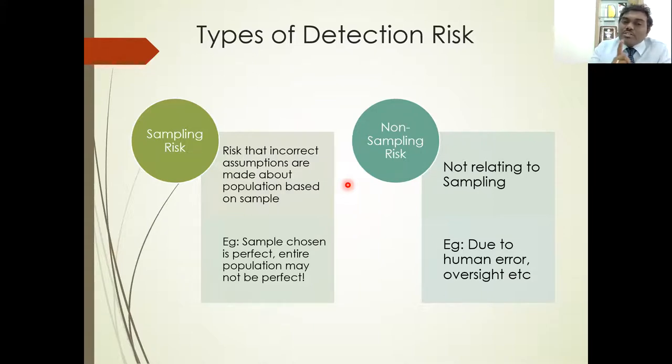Example, the sample chosen is perfect. Reverse scenario: the sample chosen is perfect, but the entire population is incorrect. This is a default limitation. And please note, this is a variant of detection risk.